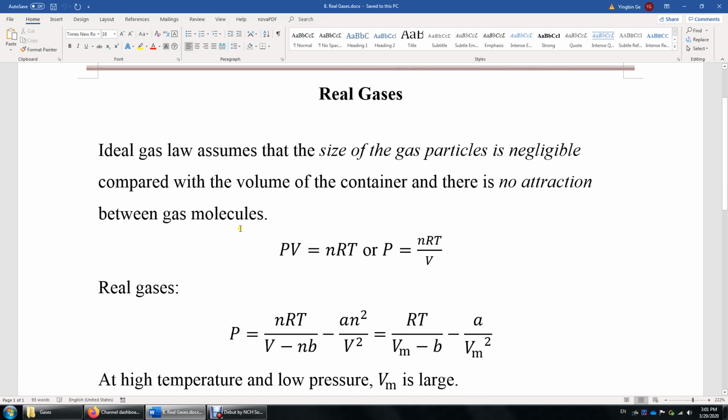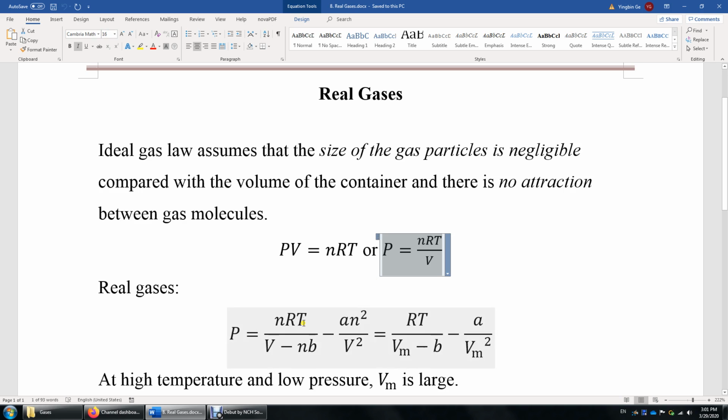What about real gases? We start from the ideal gas law, PV equals nRT, and we get pressure equals nRT over V, based on two assumptions. One, the size of the gas particles is negligible. Two, there's no attraction. But what if the water molecules in the gas phase are really close to each other, and the molar volume of the water vapor is pretty small? And then we cannot simply neglect the size of the water molecules. We need to make a correction here.